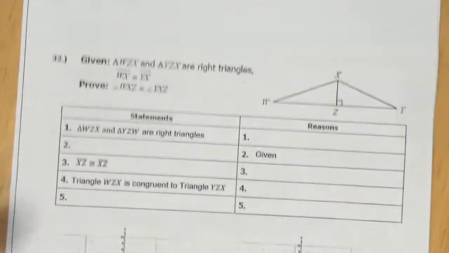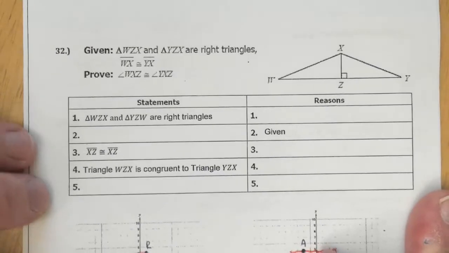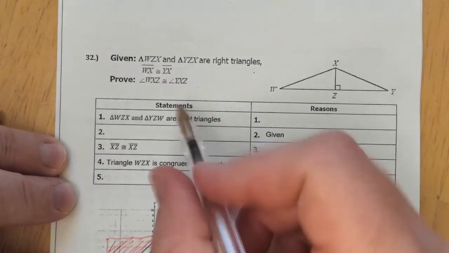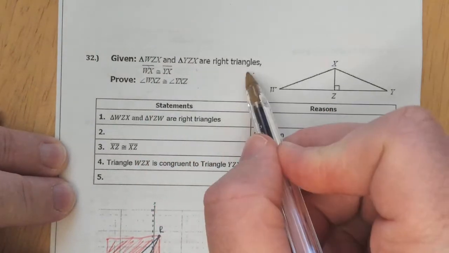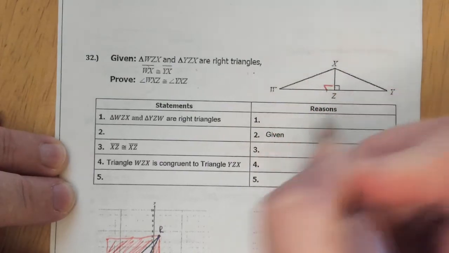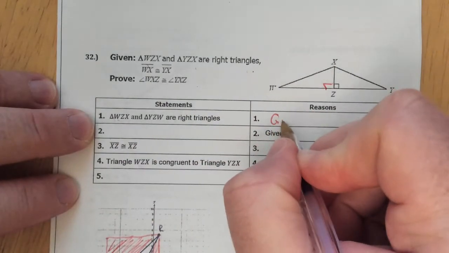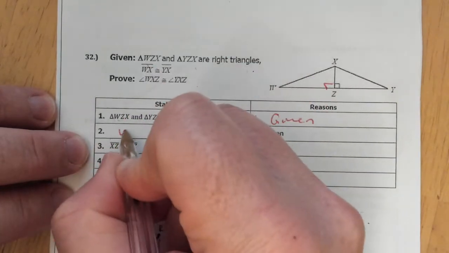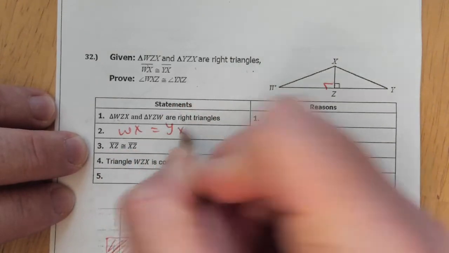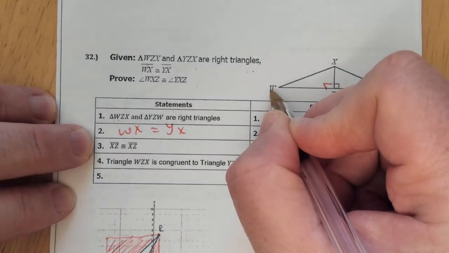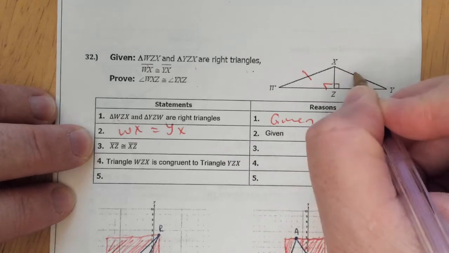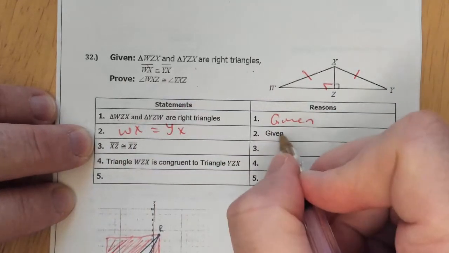All right, and last one on the study guide, thank God. Been going at this forever. All right, so in this one, these two triangles are right triangles, so this is a right triangle as well. How do we know that? It was given to us. What was the other given? WX is equal to YX. How do we know it's given?